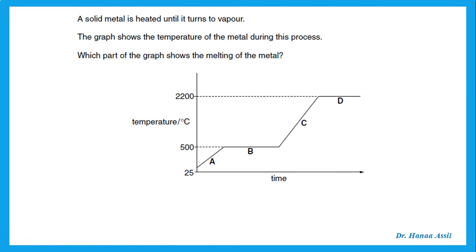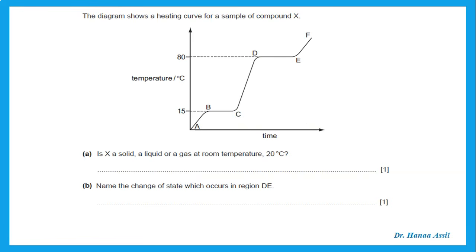So this question says a solid metal is heated until it turns to vapor. The graph shows the temperature of the metal during this process. Which part of the graph shows the melting of the metal? A metal means I'm starting as a solid. So that means, where is the solid? The solid is at A until it starts to melt, and that means it is melting at B. Remember, the flat area after a solid, that's the melting.